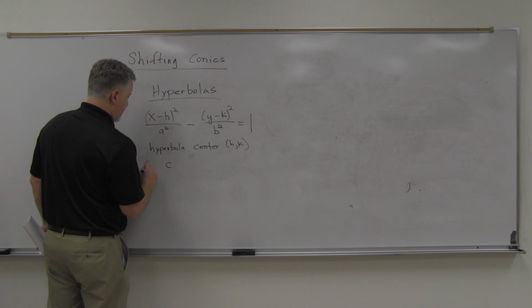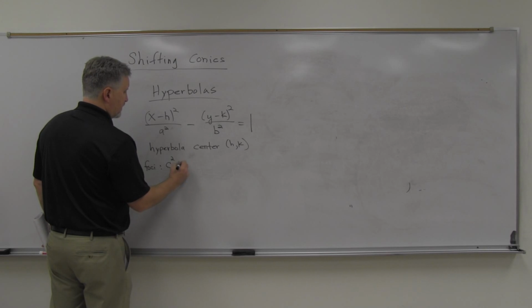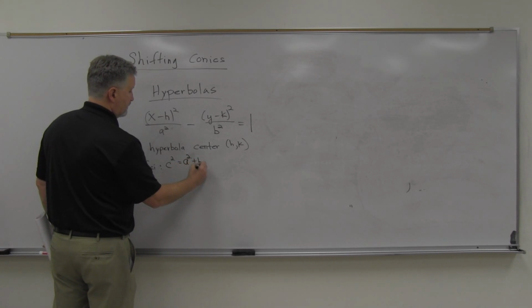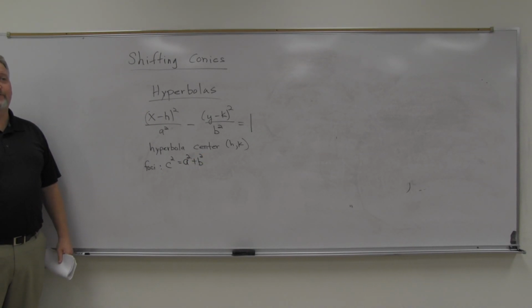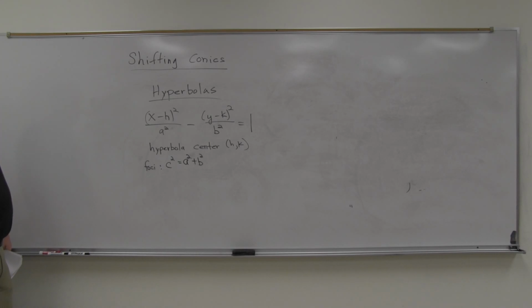Now, for the foci, we use that formula. C squared equals a squared plus b squared, isn't it? So again, that's good news. That formula doesn't change. You still do a squared plus b squared to get the c squared, and then square root that to get that c distance. That's the distance to the foci.